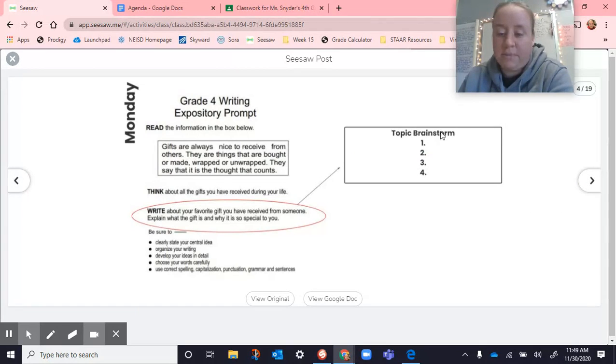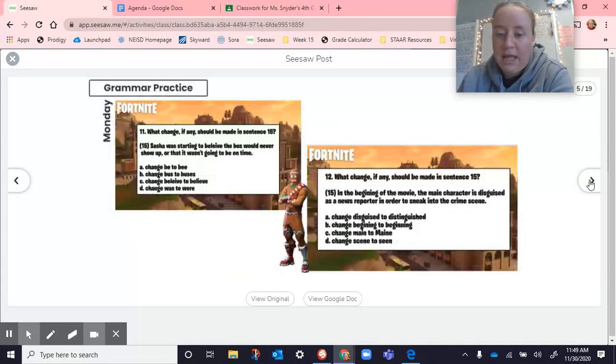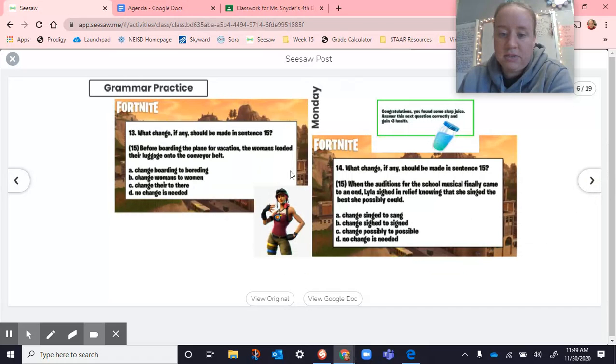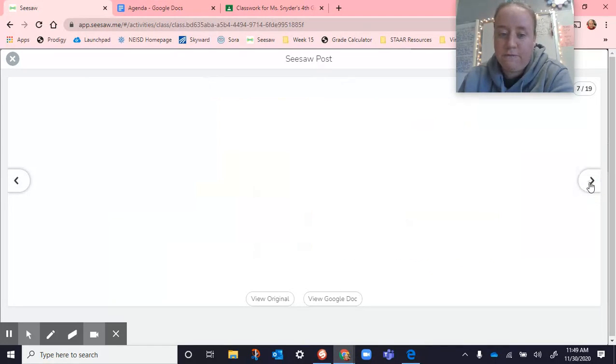Then we did our topic brainstorm. So we wrote down 4 things. So the topic of this is the favorite gift that you've received from someone. So students wrote down 4 of their gifts that they've received. And then we went over these 2, and then students did these 2 by themselves.